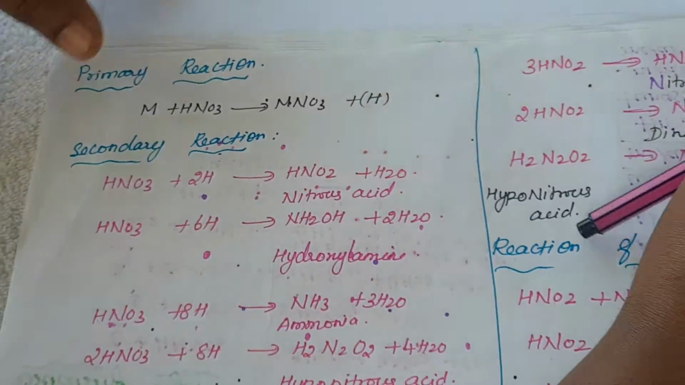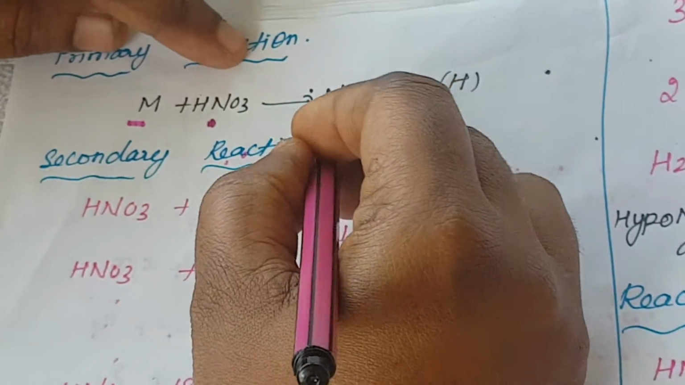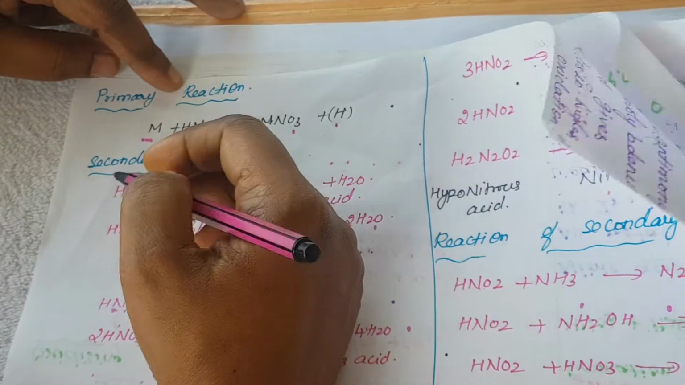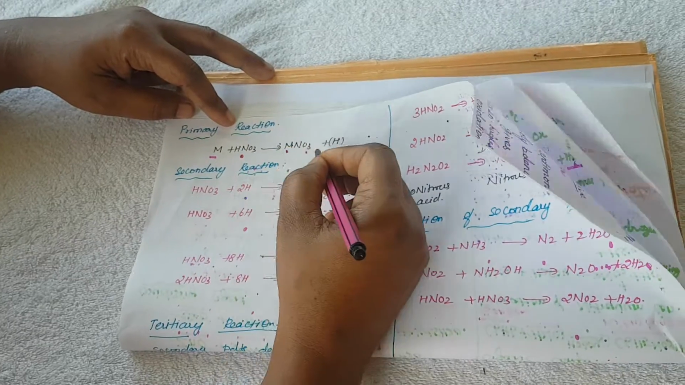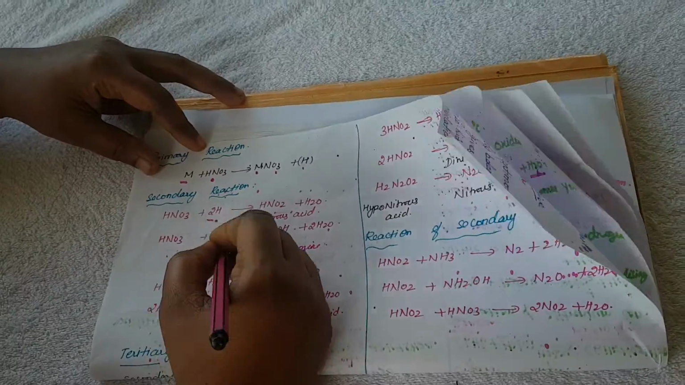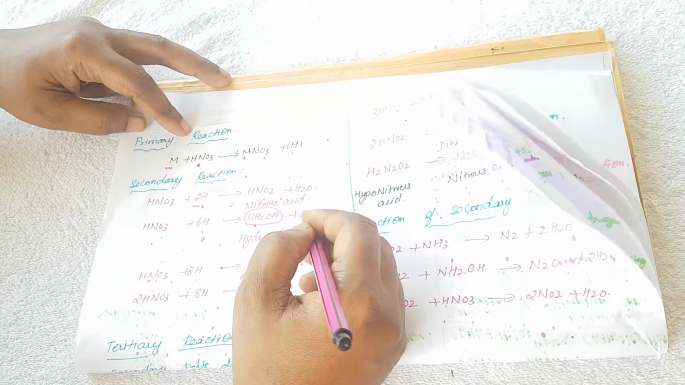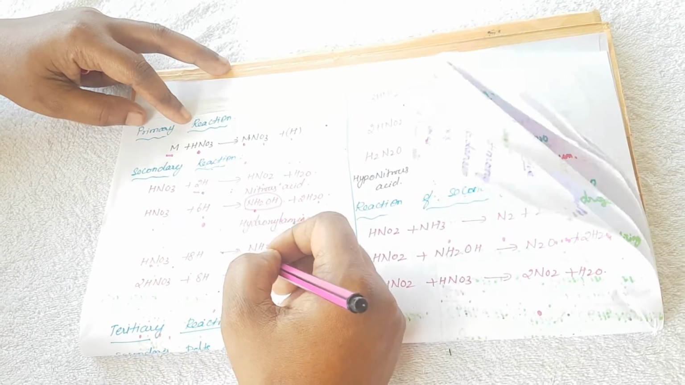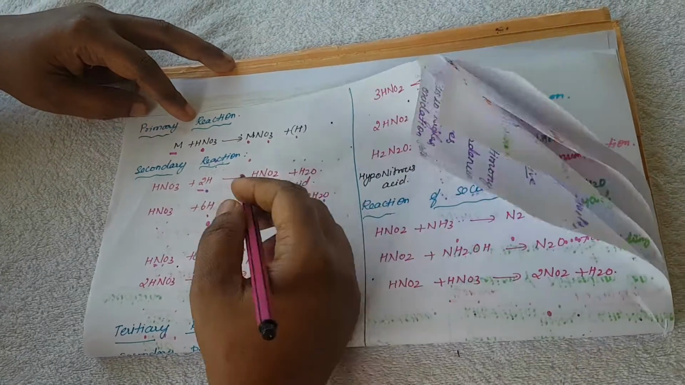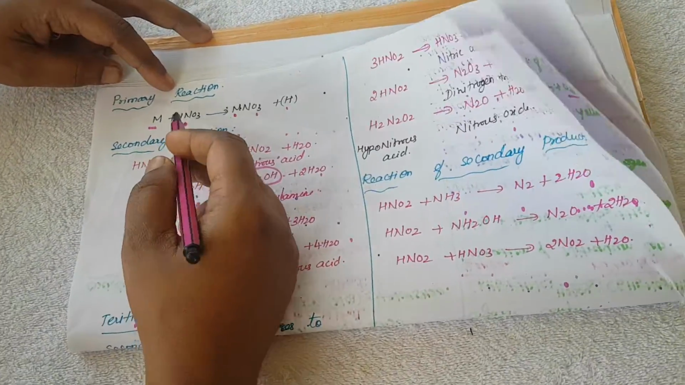Now the primary reaction, how nitric acid will react with the metal. This is the general representation. Metal reacts with nitric acid to give metal nitrate plus hydrogen. So this is the primary reaction. Then the nitric acid reacts again with hydrogen to give nitrous acid. Nitric acid again with hydrogen forms hydroxylamine, plus H2O. Nitric acid again with hydrogen gives ammonia, H2O. Nitric acid with hydrogen gives hyponitrous acid. So these are all the secondary reactions of nitric acid, the general reactions, primary and secondary.